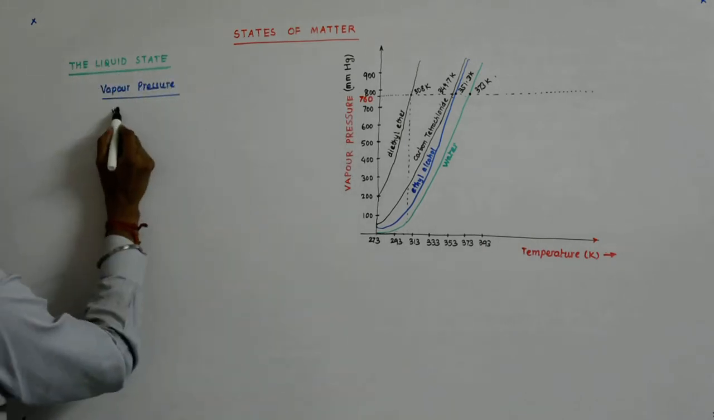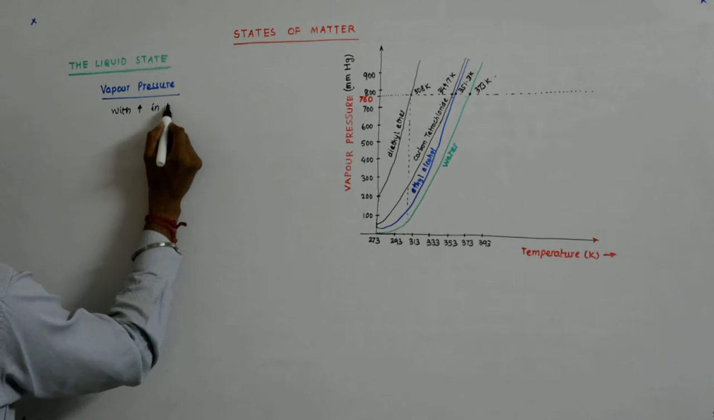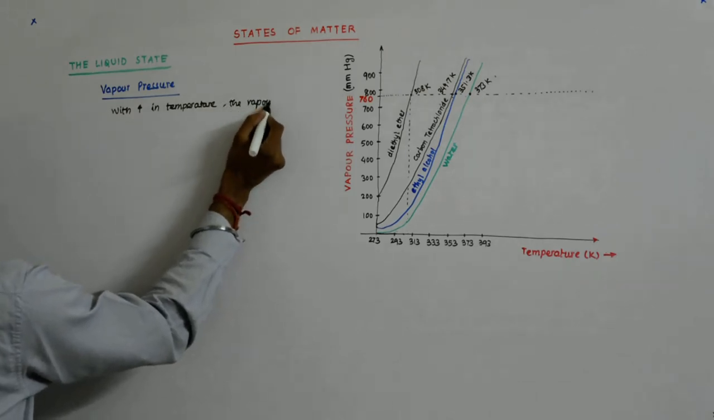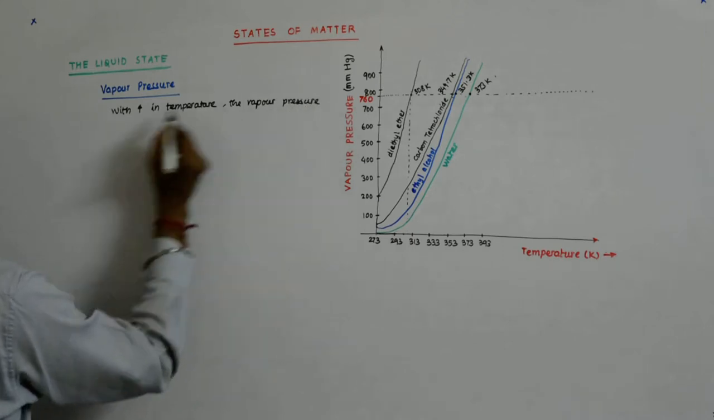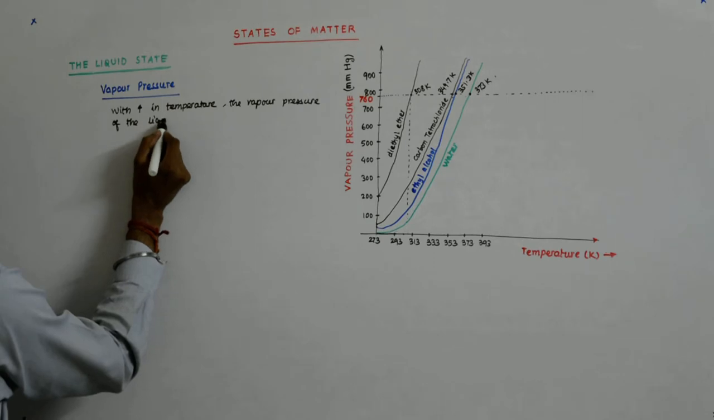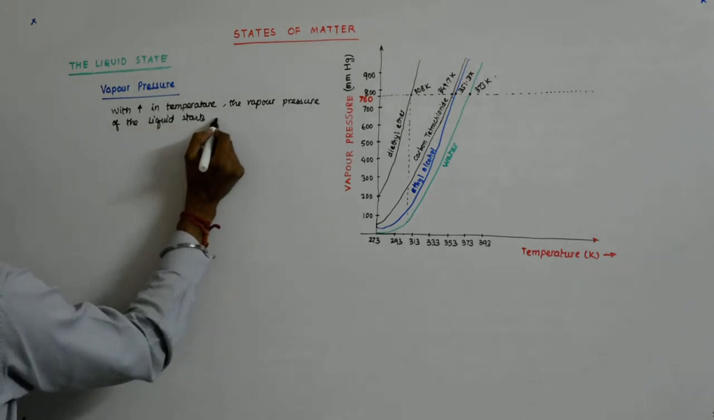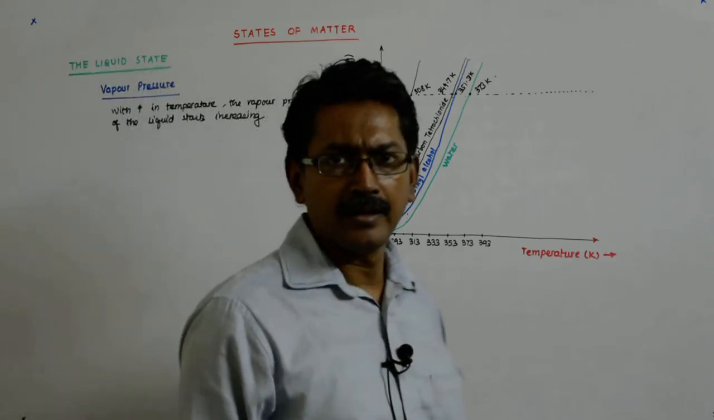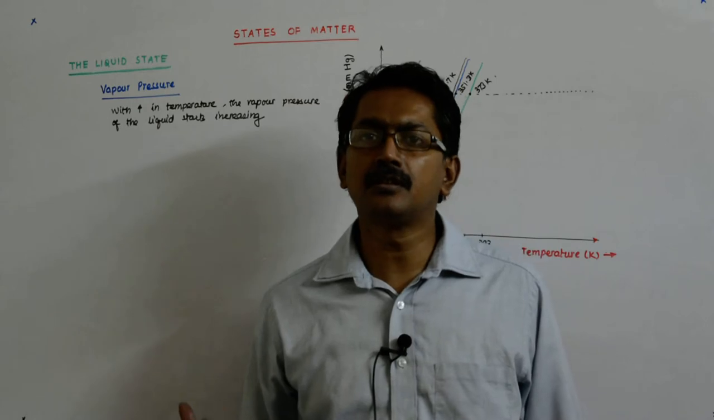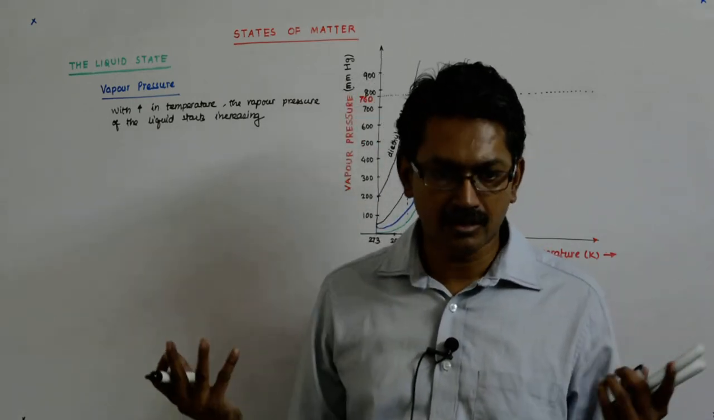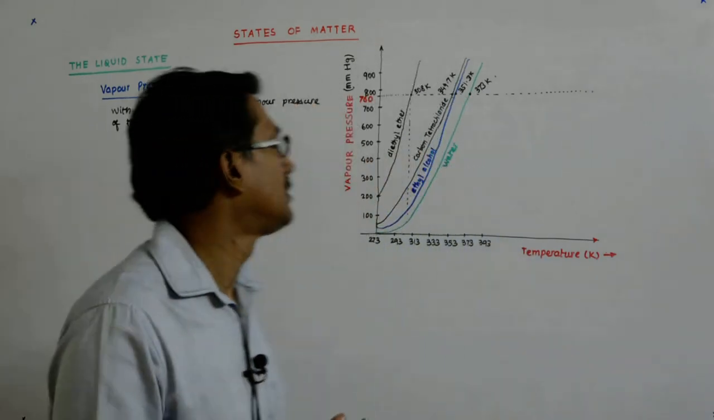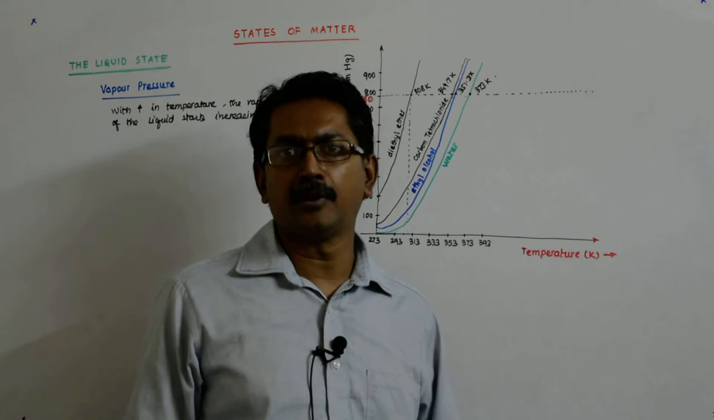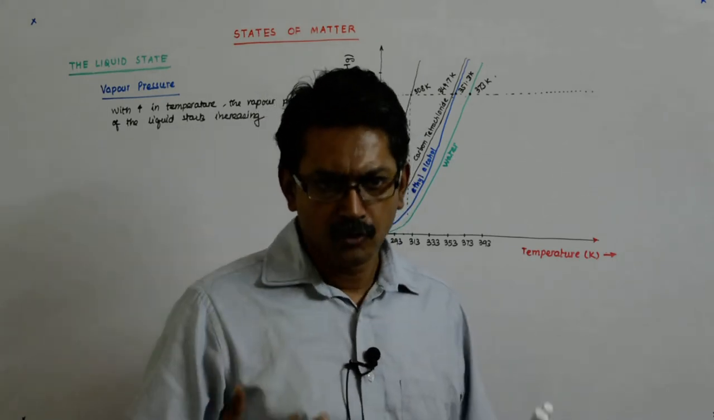Okay, so with increase in temperature, the vapor pressure of the liquid goes up, starts increasing. Okay, and suppose it reaches the ambient pressure, whatever is the pressure above it. Suppose what I'm trying to say is, here in the bell jar the pressure was going up. Now suppose I remove that jar and keep on heating the liquid. So what happens? Its vapor pressure is going up.